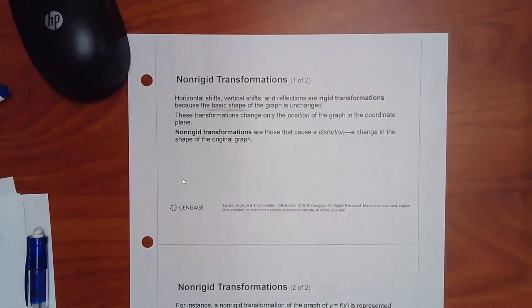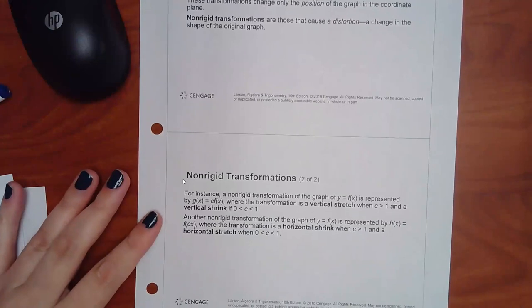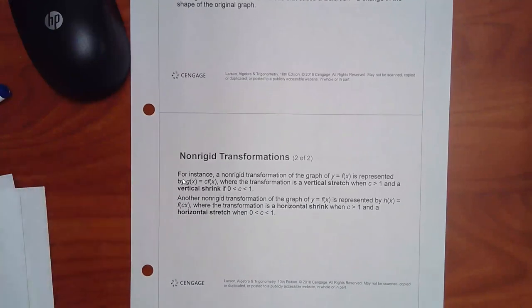And so what it does is it does distort that graph as you're doing all of that pulling and or smushing, right? So that's why they call them non-rigid, because they are going to change the shape. It's still going to look like a parabola. It's still going to look like a chair. It's just gonna be a little bit distorted, okay?